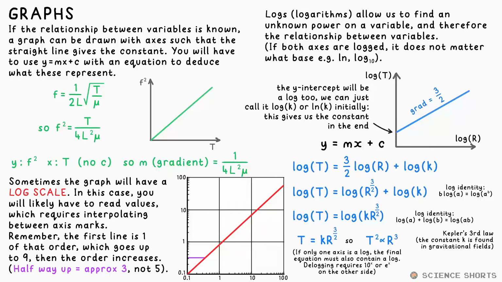Finally, it's possible you'll be given a graph that has an actual logarithmic scale. It's non-linear. In this case, the first line is one of that order, and the lines then get smaller approaching 9, and then it goes to the next power up, so 10, 20, 30 up to 90, then 100, 200, etc. Reading off these graphs often requires you to make a judgment call with values between the lines, so just remember that going halfway to the next line isn't actually half the difference. It's not 5, but it's more like 3.